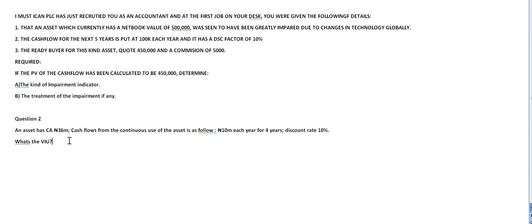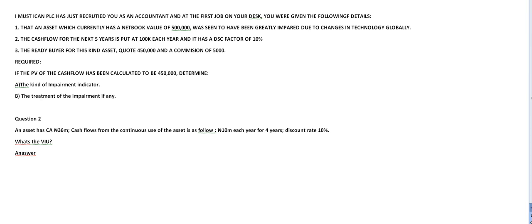Are we still together? Yes, sir, we are together. Can anyone attempt? What do we do now? We will use an annuity formula to get the value in use. Good. So what is the annuity formula? 1 minus (1 plus R) in bracket to the power of minus N.